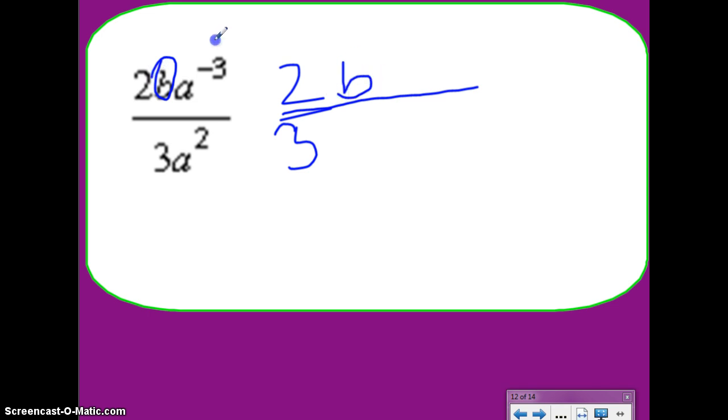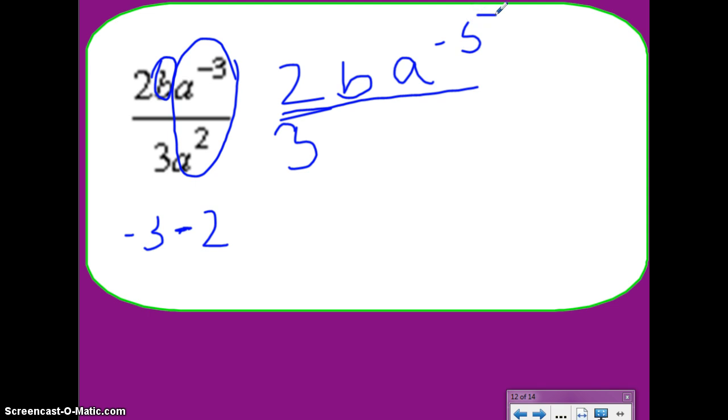There's one b by itself, so it's going to stay there. Now I have the a's. Our rule here is to subtract, negative 3 minus 2. Same sign, add and keep, gets me negative 5. And as you know, we can't have a negative on the top. So we would take this and move it to the bottom. Makes our answer 2 over 3. The b stays where it is, and the a, we said was unhappy because it's negative, it drops to the bottom.